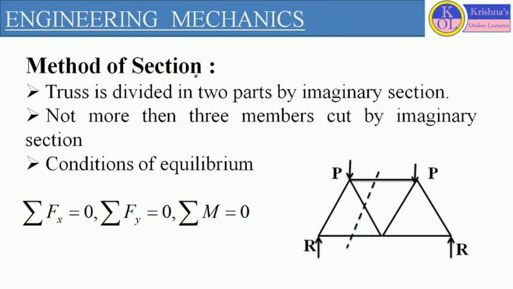Now let's discuss another method, that is method of section. So compared to method of joints, this method of section is quite easy and the shortest method. Method of joint is quite a lengthy method where we have to consider each and every joint as a free body diagram. But here this method of section is quite short compared to method of joint. So here we will concentrate on a section of the truss. So whatever truss or frame we have, in this method of section, we will divide that truss into two parts.